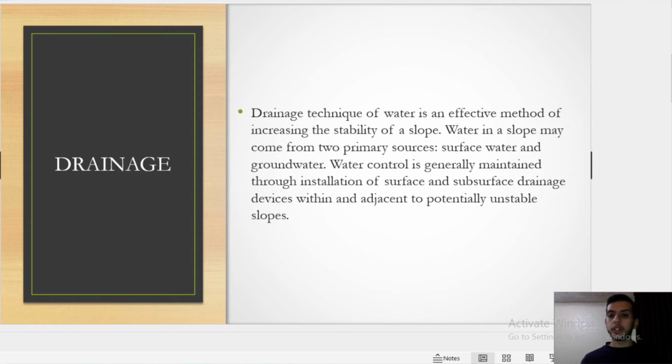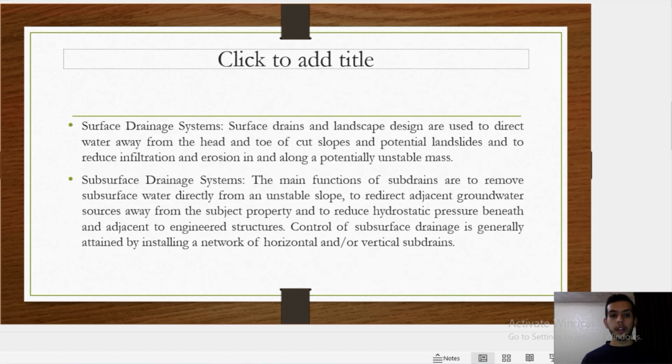Drainage technique of water is an effective method of increasing the stability of slope. Water in a slope may come from the primary sources, surface water and groundwater. Water control is generally maintained through installation of surface and subsurface drainage devices within and adjacent to potentially unstable slopes. There are two types of drainage system: the surface drainage system and subsurface drainage system.